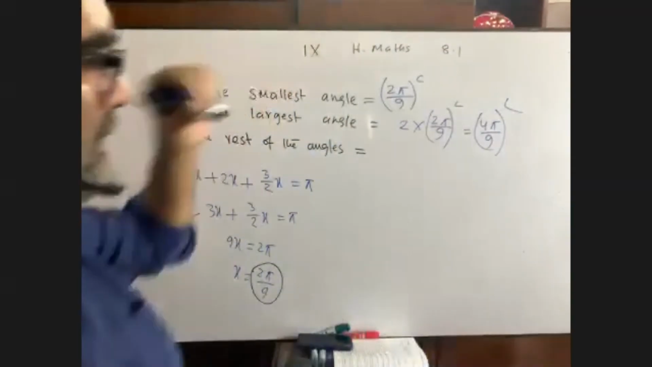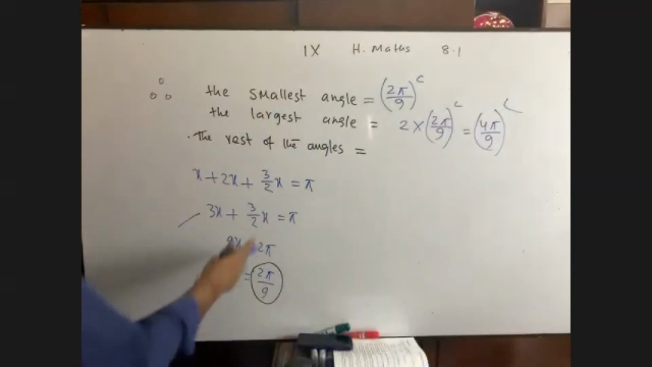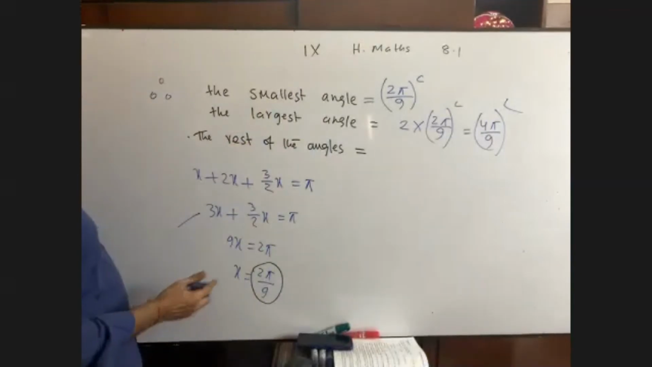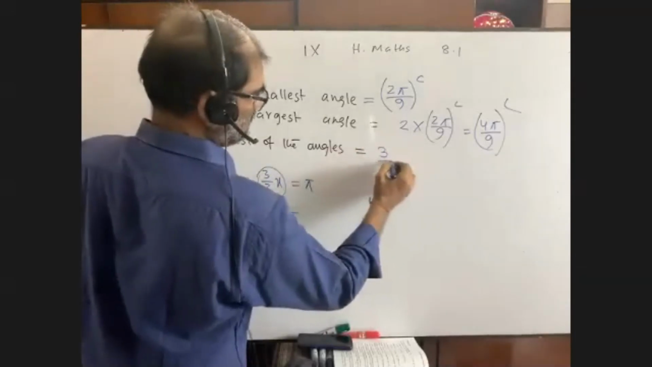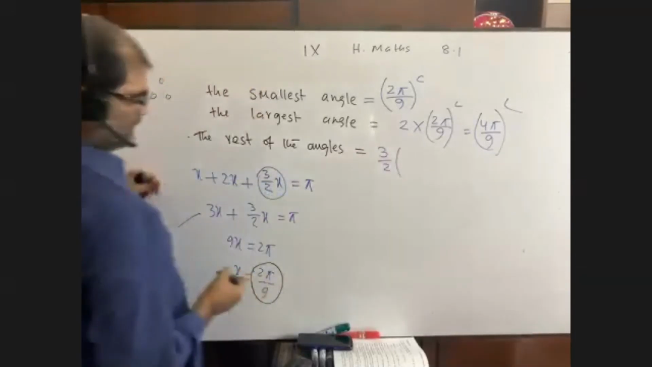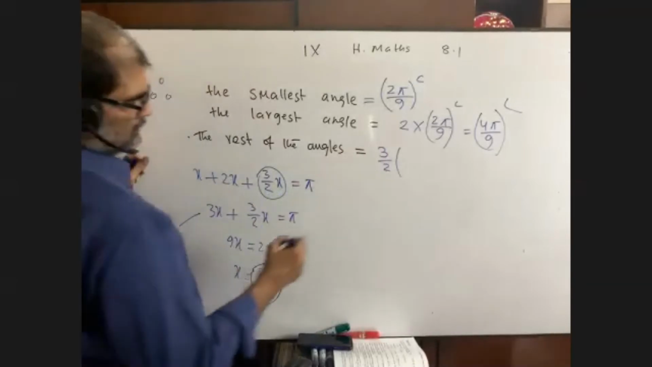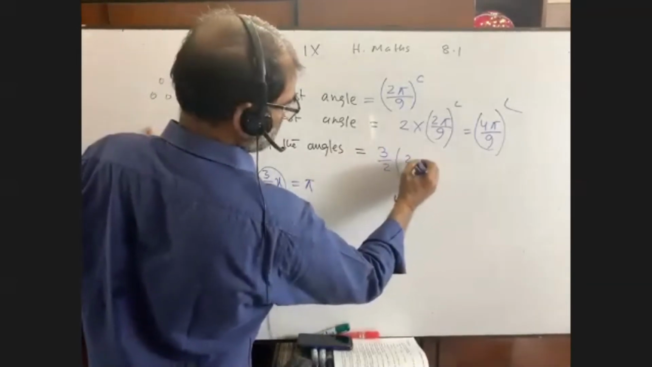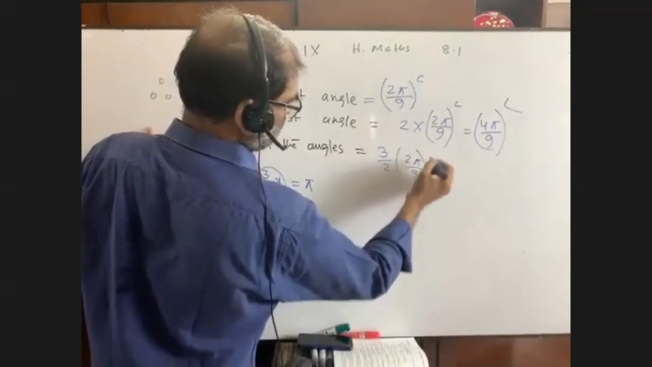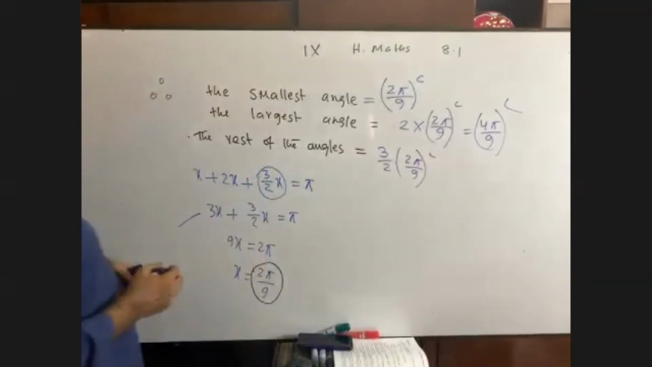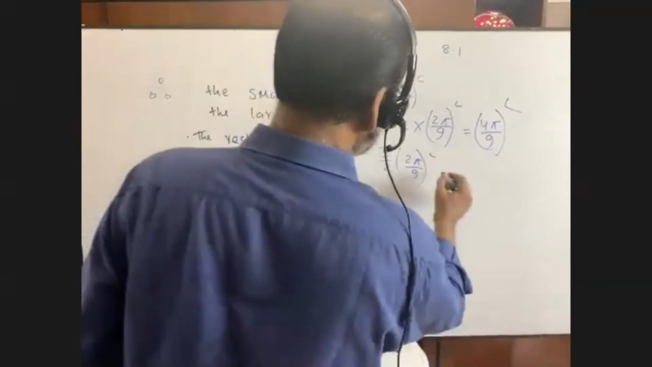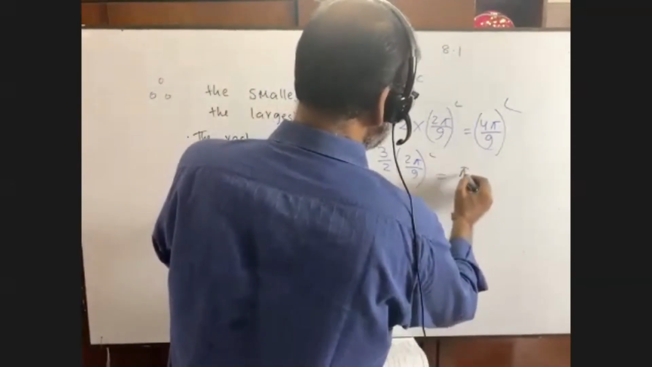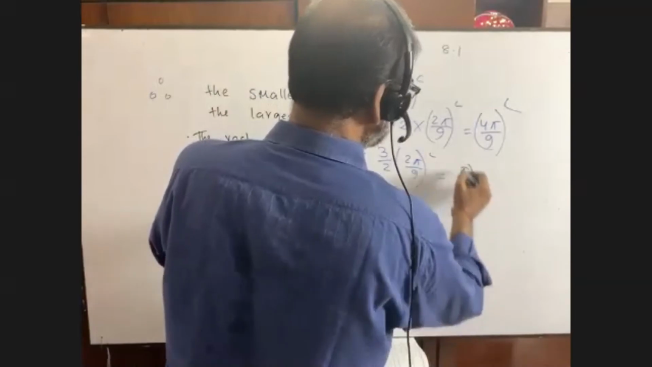Now the rest of the angle is written as 3 by 2x radian. What is the value of x? 2 pi by 9 radian. Now if we calculate, we'll get pi by 3 radian.